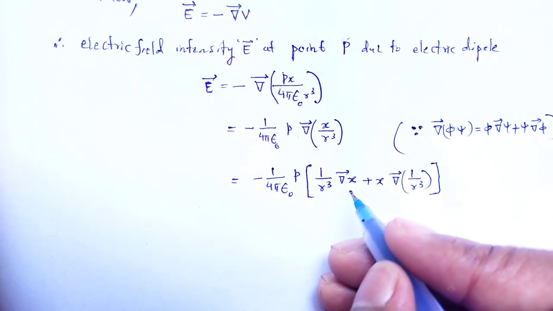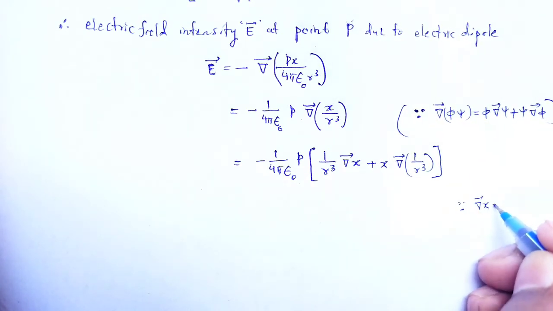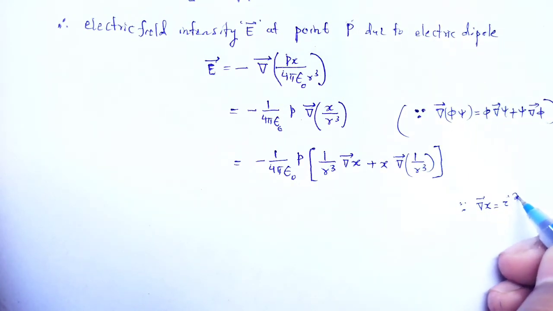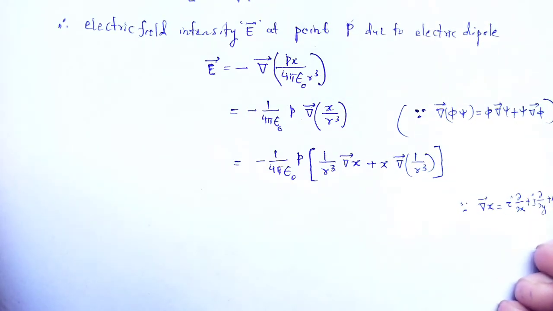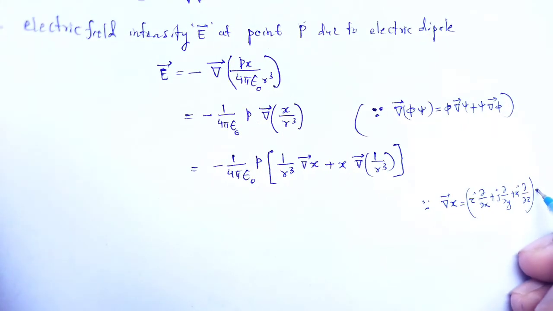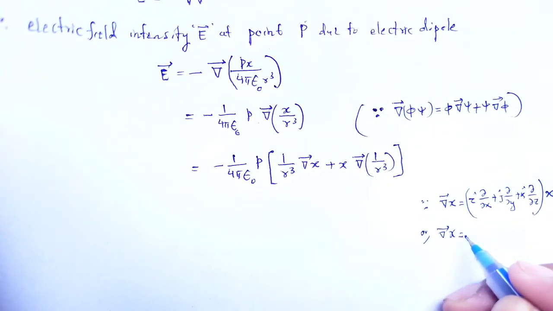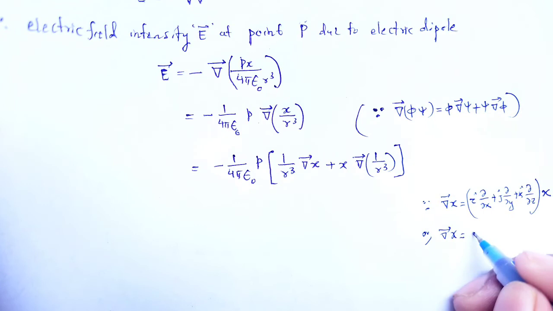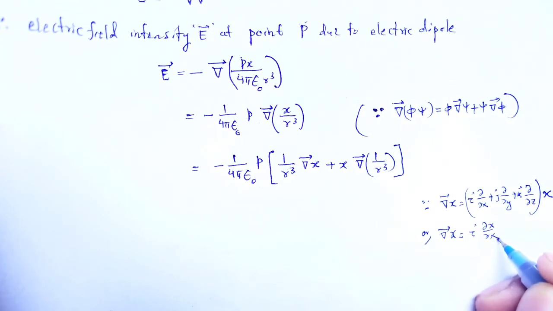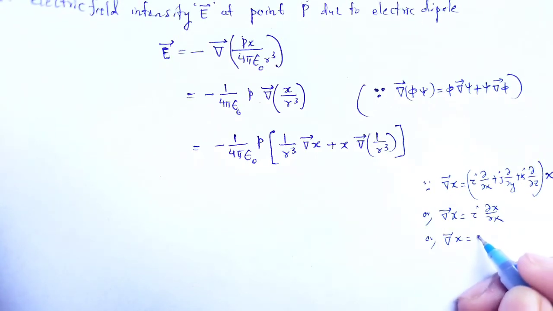What is the value of grad x? Here grad x is equal to the gradient operator, i cap del by del x plus j cap del by del y plus k cap del by del z, that operates over x. Therefore, we have grad x equal to i cap del x by del x, all other terms are 0. So i cap del x by del x exists. Therefore, grad x is equal to i cap.